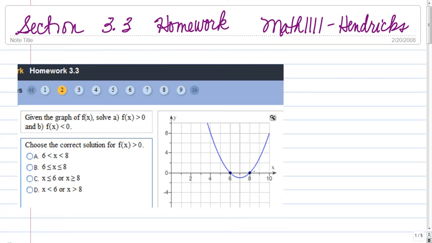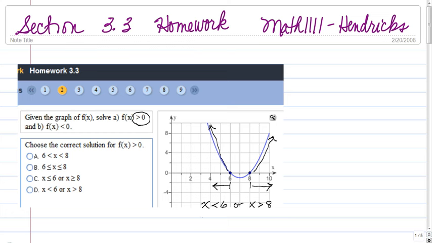And it lies above the x-axis in this region and in this region. So we've got to think about what values of x that corresponds to. Well, that is to the left of 6 and to the right of 8. Now, can we include our endpoints here? No, being strictly greater than 0 means we have to exclude our endpoints. So our solution would be where x is less than 6 or where x is greater than 8.